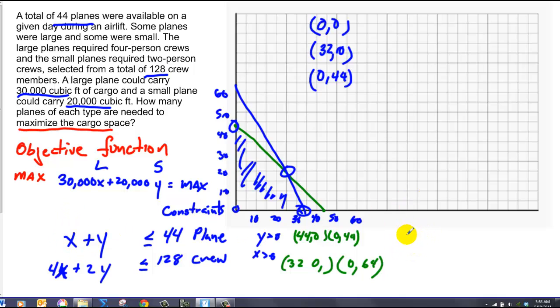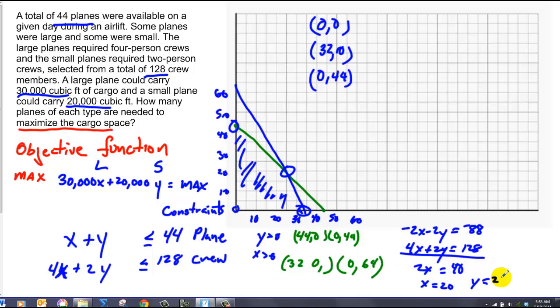multiplying that top equation by -2. I get negative 2x minus 2y equals negative 88. And I have 4x plus 2y equal to 128. Add those up, you get 2x is equal to 40, x equals 20, which means y would equal 24. So this is the point 20, 24.